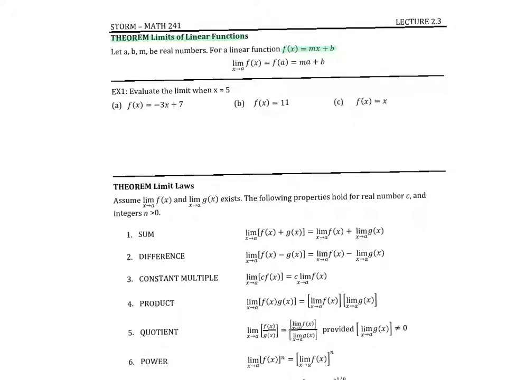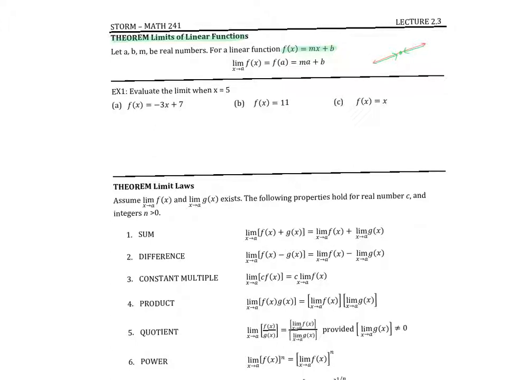Now the thing about lines, and let's just draw some random line, is that they don't have any holes, they don't have any breaks in them. So let's say I wanted to find the limit at some point. Well, I know I can come in from the right, and I can come in from the left, and there's no breaks, and actually it's defined at every point.